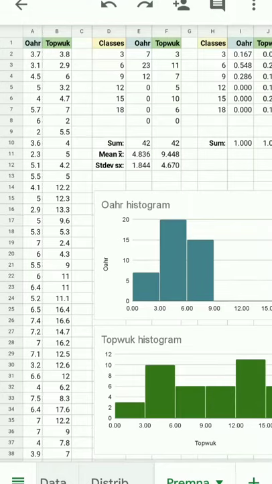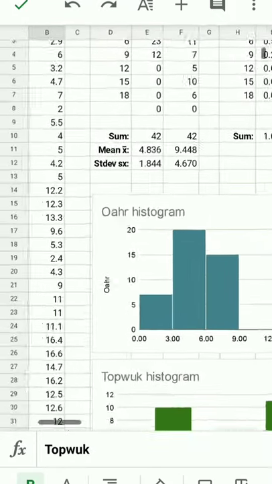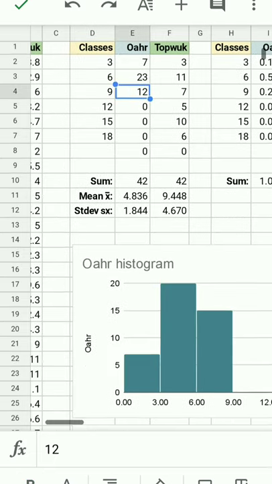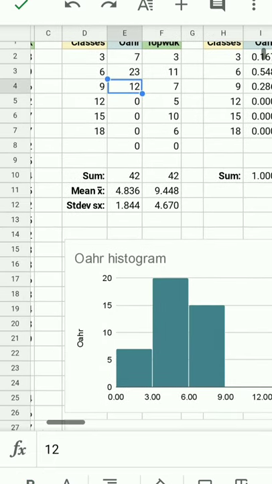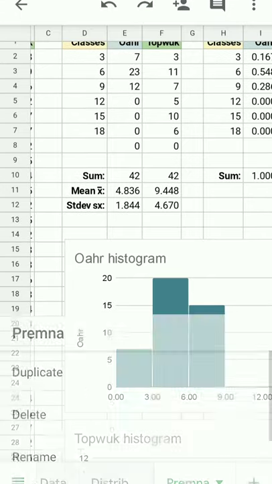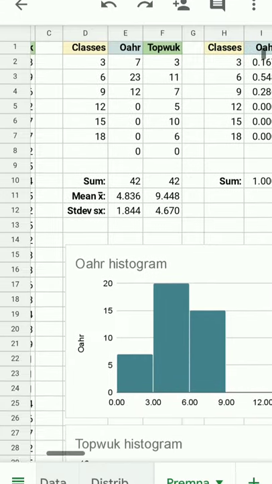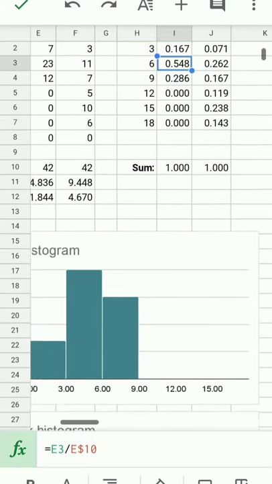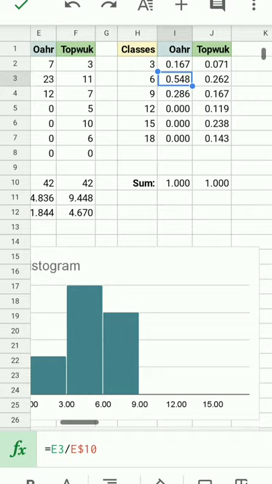So the leaf lengths for the oahr and the topwuk are recorded here in column A for oahr and column B for the topwuk. And then I've, over in D, E, and F, built a frequency table for those. This is a third tab in the same spreadsheet. If you're trying to find where we are, we're in the Premna tab here, the third tab of the same spreadsheet. And I've worked out the relative frequencies for the lengths of the oahr and the topwuk.